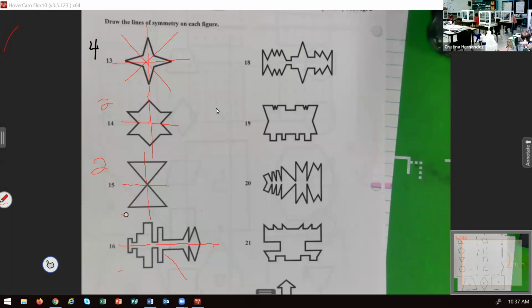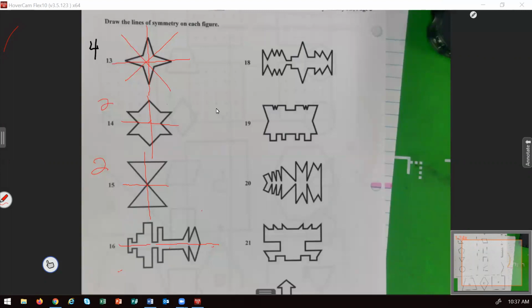I don't think it actually has any. Mariah, look at the line. Oh wait, it has one. It has one. No, it looks like it just has one. Yeah, it has one, it's right in the middle.